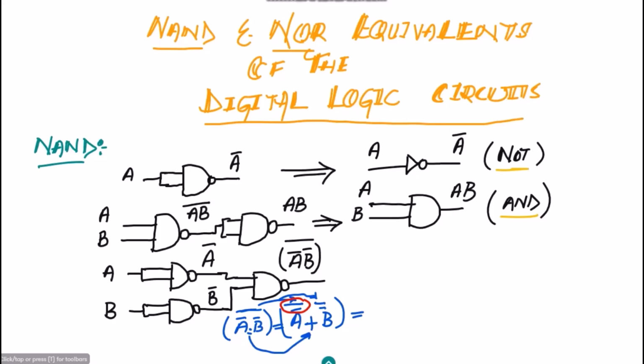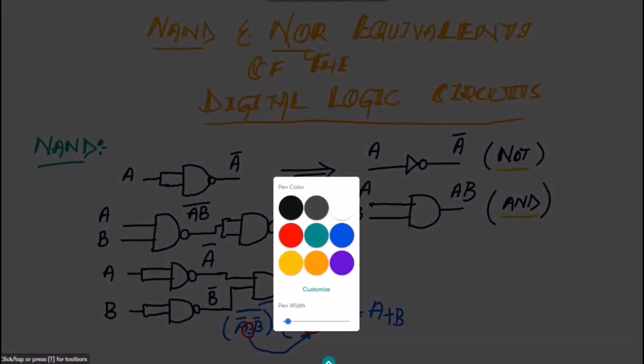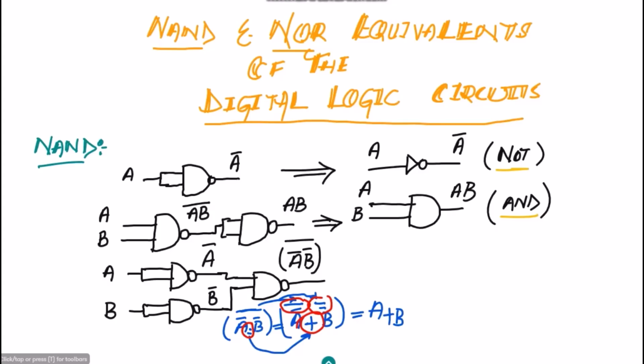We can see that these will cancel each other, while here this symbol has been changed to this. So at the output of it, what will I get? I will get here A plus B. Therefore I can write that this is equal to A plus B.